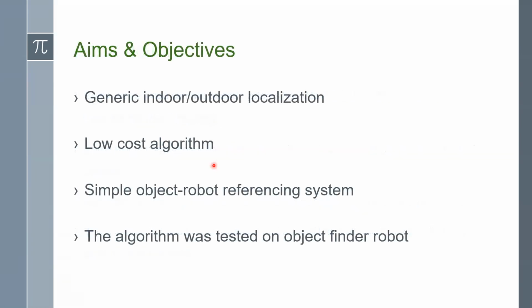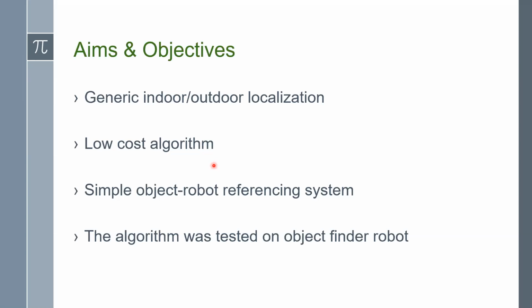Our aims and goals were to generate an algorithm that is generic for indoors and outdoors, since a lot of other work is restricted to this kind of setting. It may be an indoor algorithm or an outdoor algorithm, and maybe limited to a small area. So we try to generalize this. Again, our aim was to be low cost, both financially and in processing power.